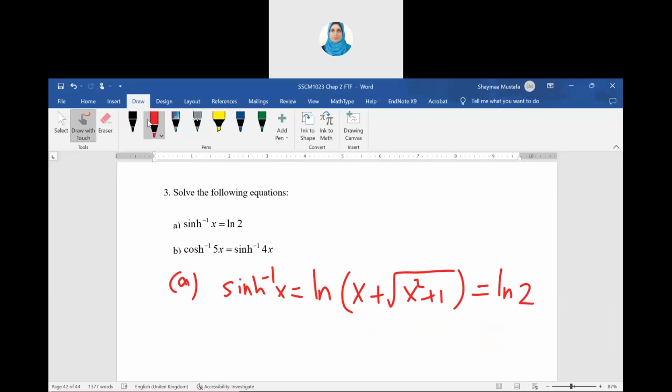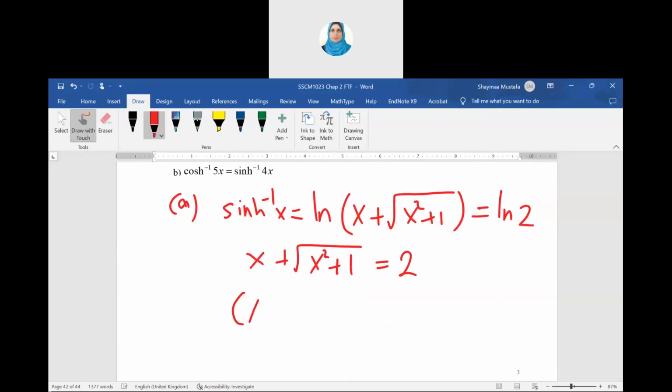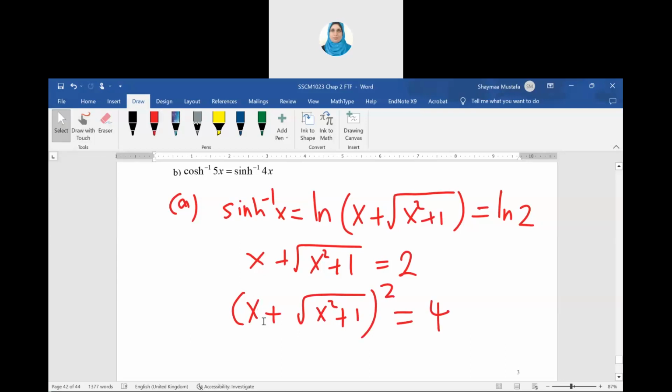By taking the exponential of both sides, you get that x plus the root x square plus 1 is equal to 2. So now just take the square of both sides because I have a root here. And be careful here: because you have a plus, you cannot distribute the square.